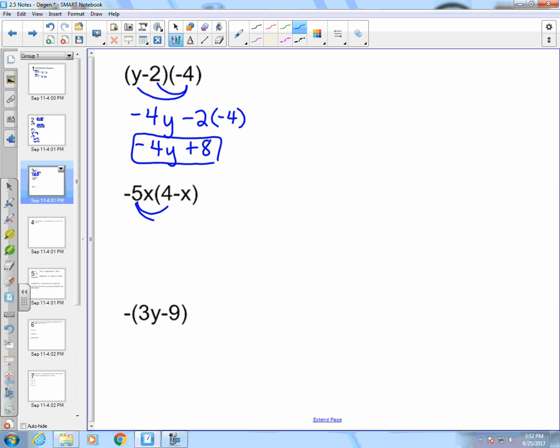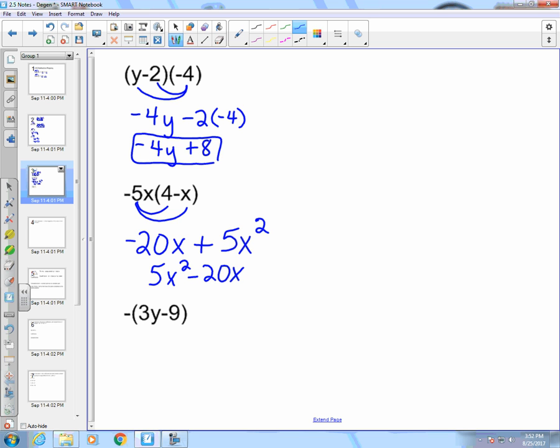Negative 5x times 4 minus x gives us a negative 20x. And then negative 5x times the negative x, negative times negative is a positive, and we'll have 5x squared. If you want to write that as 5x squared minus 20x, you sure can. Make sure that you are taking the negative sign along with the 20x.